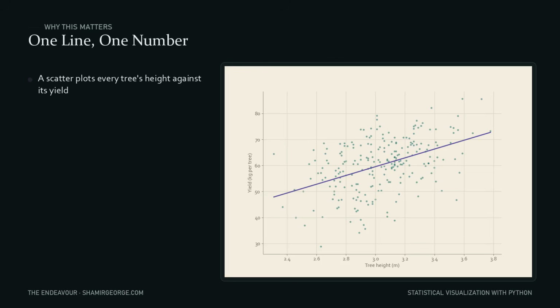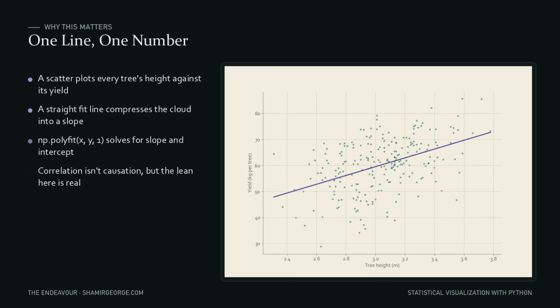A scatter shows 240 individual trees. That's honest, but overwhelming, no single takeaway. A fit line compresses the whole cloud into one slope and one intercept, a summary you can quote in a sentence. Today you'll build that line with np.polyfit, read what its slope actually means, and learn the one mistake that turns an honest summary into a dishonest one: fitting too many degrees.